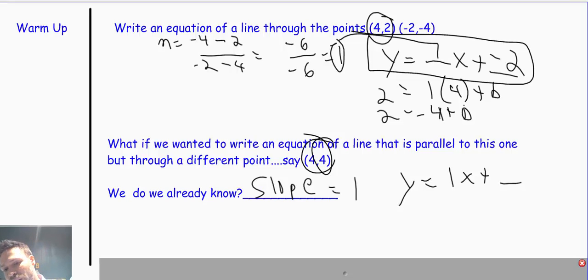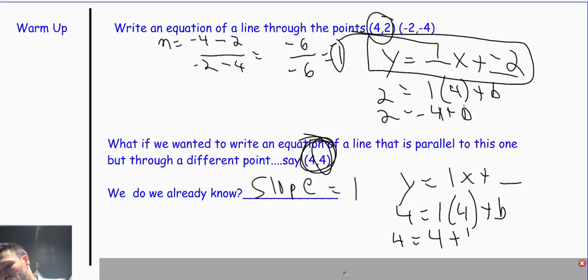My new x and y comes from this point here. So when I start writing out my equation, it looks like this. 4 is equal to 1 times that 4 plus b. 1 times 4 is 4, so 4 is equal to 4 plus b. And if I subtract 4 from both sides, b is equal to 0.